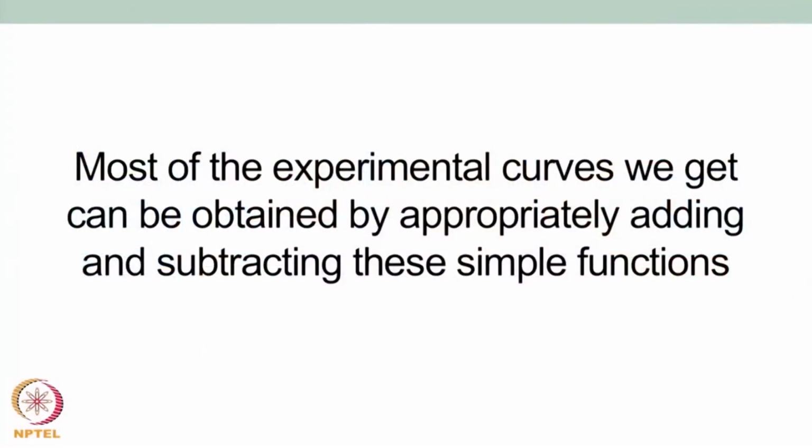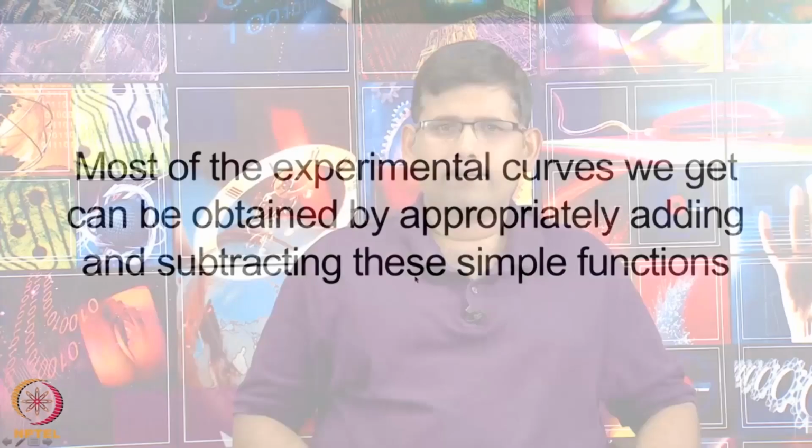You know how to plot x, x square, x cube, etc. Now how will these combinations look? It turns out that most of the experimental curves that we get, when you do an experiment, can be obtained by appropriately adding and subtracting these simple functions. If you add and subtract, we can get curves which represent typical experimental curves. Or in other words, an experimental curve can be written as some combination of x, x square, x cube, etc., and we will see how this can be done, and that's what we will discuss now.